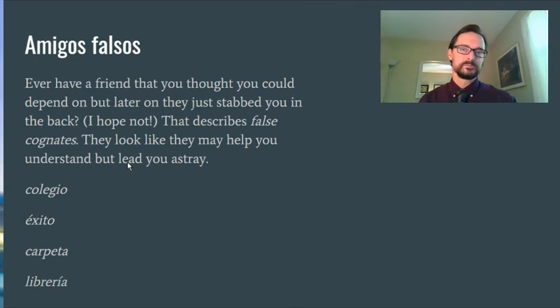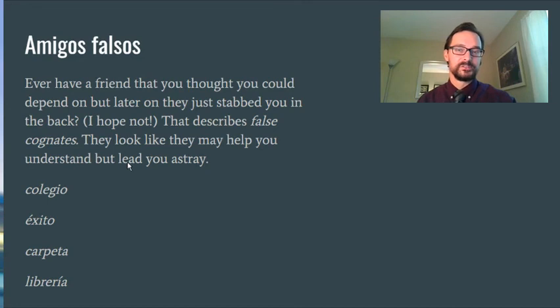Librería. You may look at that and think library, but you have to think in Spanish. The word libro in Spanish is book. And you say, well, that doesn't help because a library has a lot of books in it. Yes, but in Spanish, a word ending in -ería is a specialty store that sells something. And therefore, a librería is a bookstore.